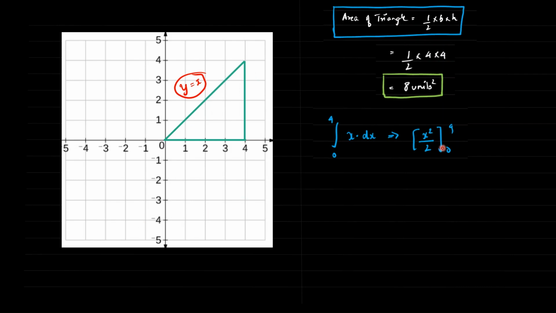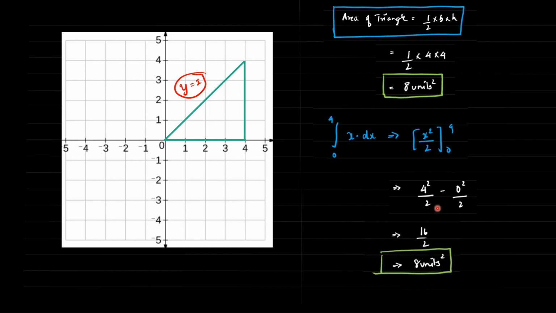You have to now substitute the value of a and b. When I substitute the value of b over here first, it is 4 raised to the power of 2 over 2 minus a raised to the power of 2 over 2. A is 0 over here, so 0 to the power of 2 over 2. When I substitute and simplify, I should be getting the same answer: 16 over 2, which is going to be 8 units squared again, right? So this is how definite integrals work.